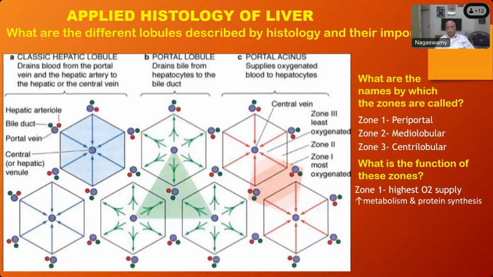That is the reason why albumin, which is a protein, is considered a marker for derangement of liver function. Whenever the liver gets cirrhosis, the oxygen supply will decrease and protein synthesis will go down. That is why the albumin level is taken as a marker to assess the degree of involvement of the liver function. So this is zone 1.